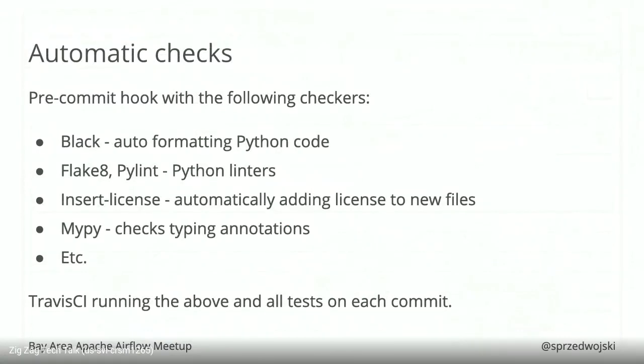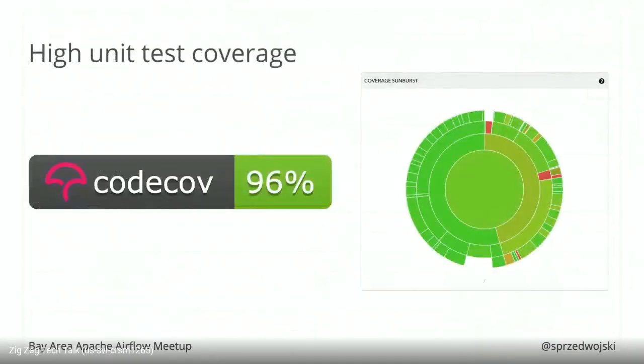But we have quite advanced automatic checks. We have a pre-commit hook, which uses linters and auto-formatting, inserting licenses, checking typing annotations, etc. We do this to avoid pointing out simple mistakes to each other in code reviews. So we want to automate as many checks as possible, and we have that running locally on our machines as well as in Travis. The code coverage is quite high, 96%, and we want to keep it that way.